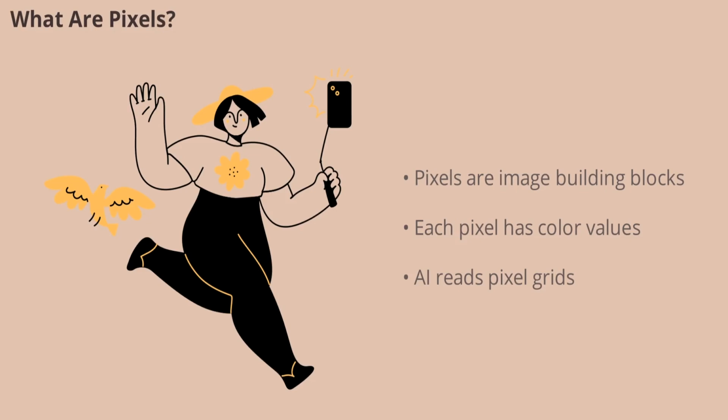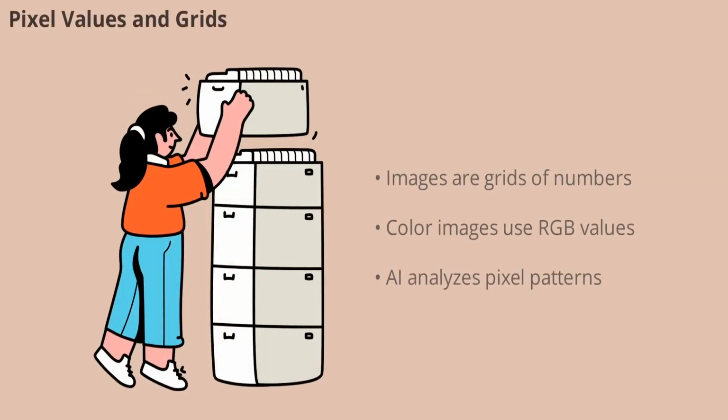Each pixel's color is usually represented by numbers, often in the form of RGB values, which stand for red, green, and blue. Let's see how AI reads and interprets these pixel grids. When an AI system receives an image, it doesn't see a cat or a tree, it sees a matrix of numbers. Each number represents the intensity of color in a pixel. For example, a grayscale image uses 1 number per pixel, while a color image uses 3 numbers for red, green, and blue. These numbers are organized in a grid, just like a spreadsheet. The AI's first step is to process this grid, analyzing the values to find patterns. This raw data is the foundation for all further image analysis, setting the stage for feature extraction.